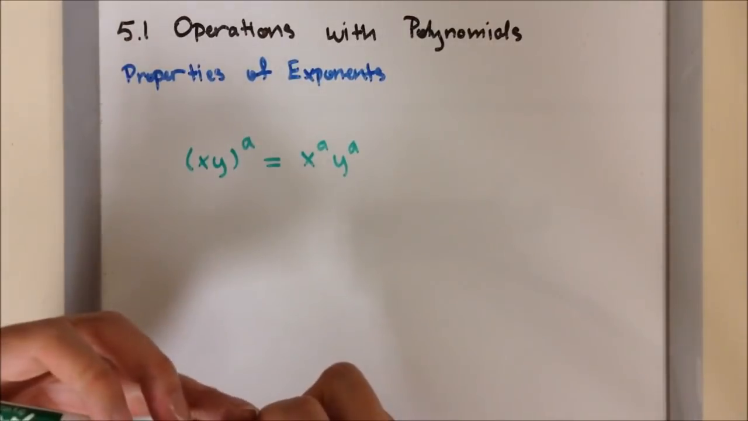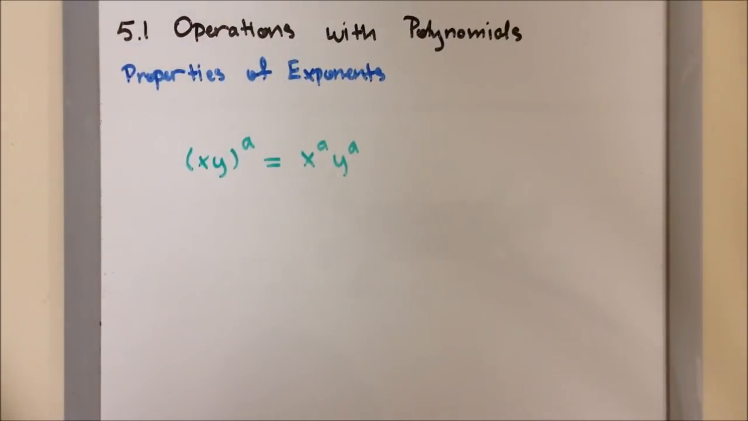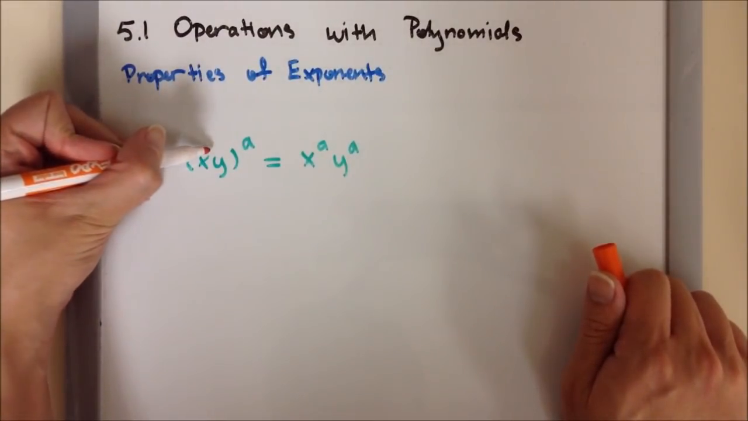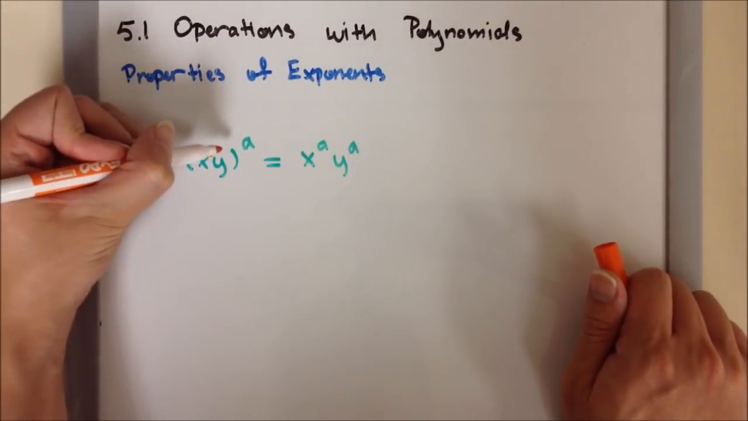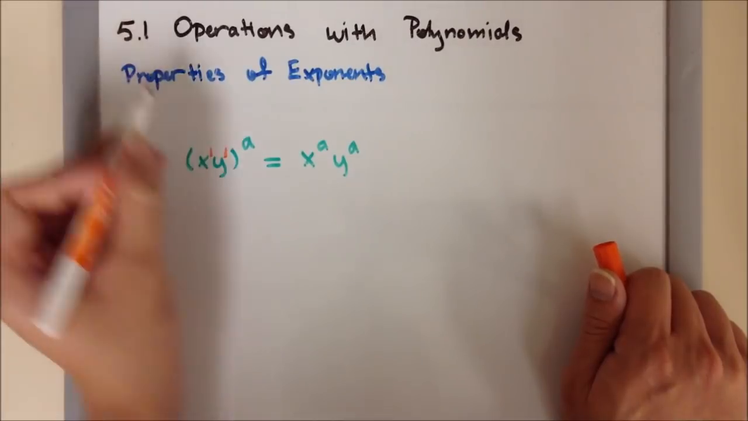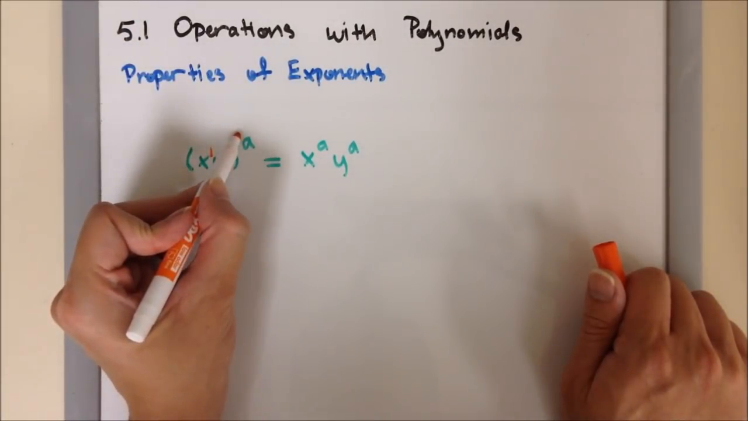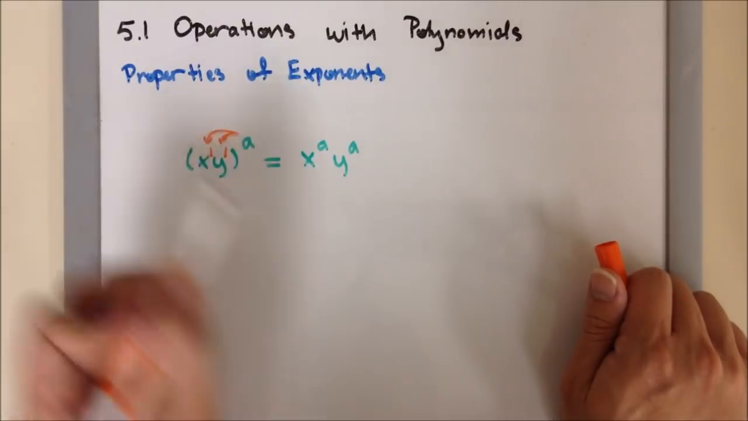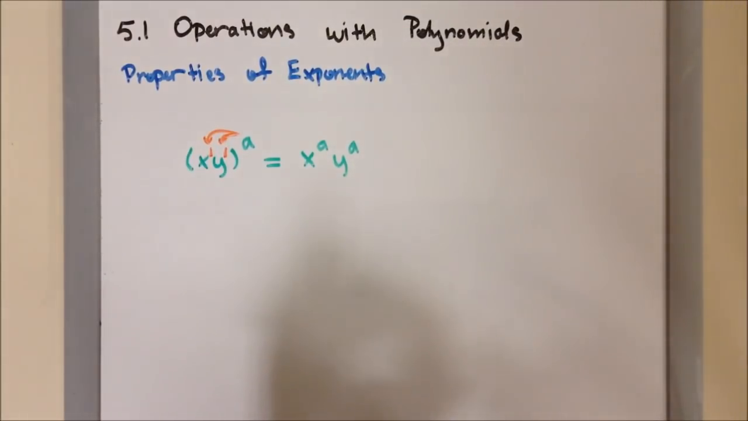Now let me clarify. This is where you have to pay very close attention. My x has an invisible 1. My y has an invisible 1. All I did was distribute my a exponent just to the exponent only. Okay? Just to the exponent only.